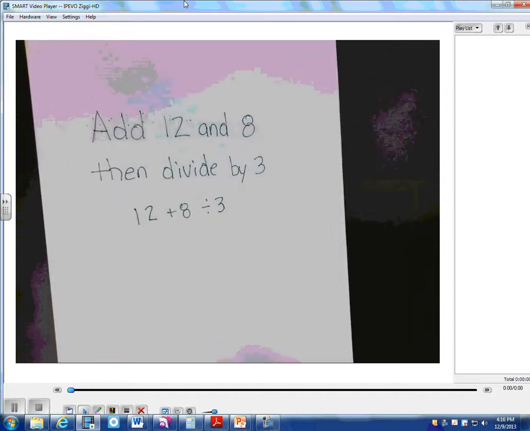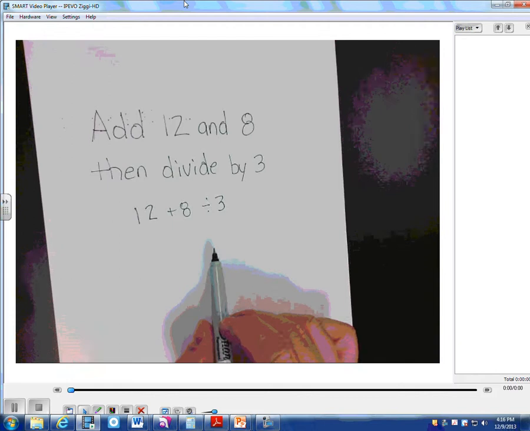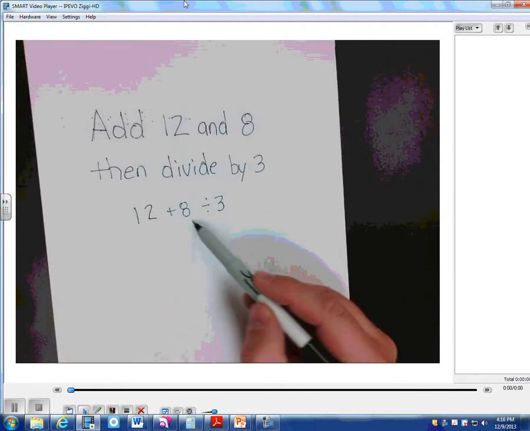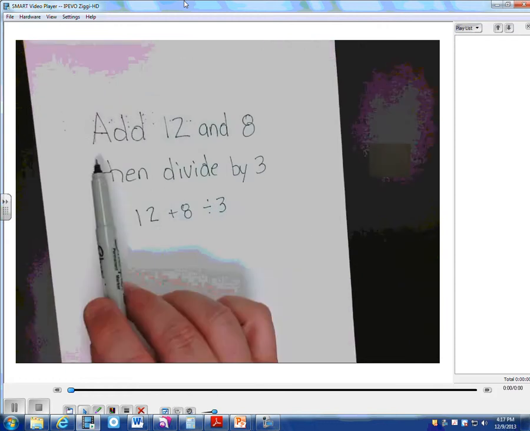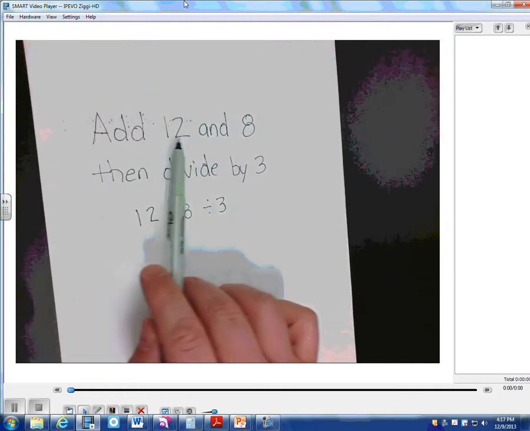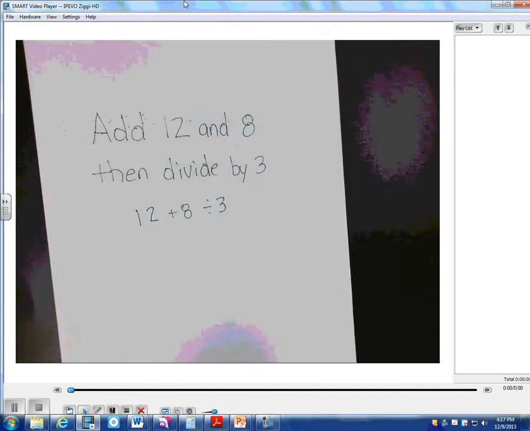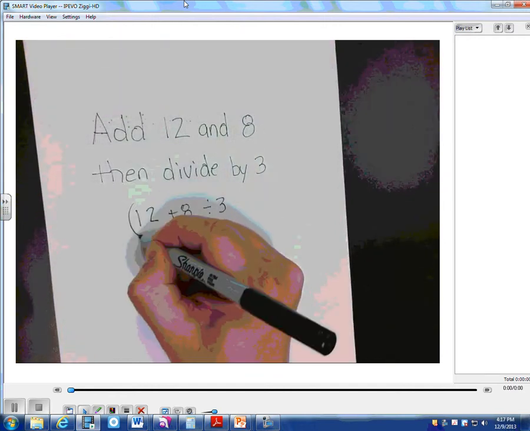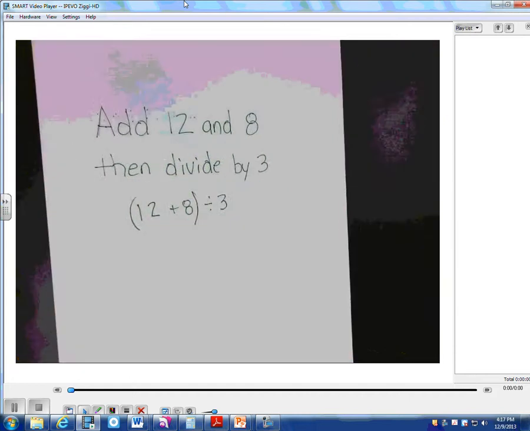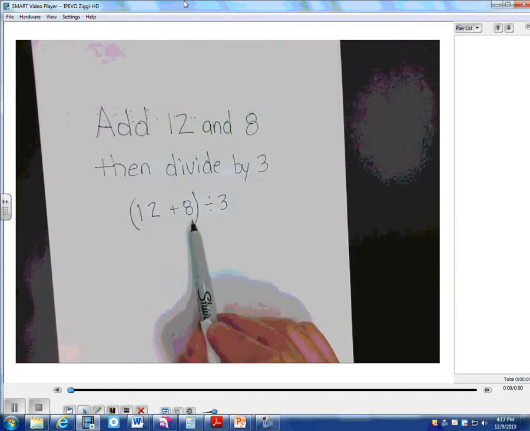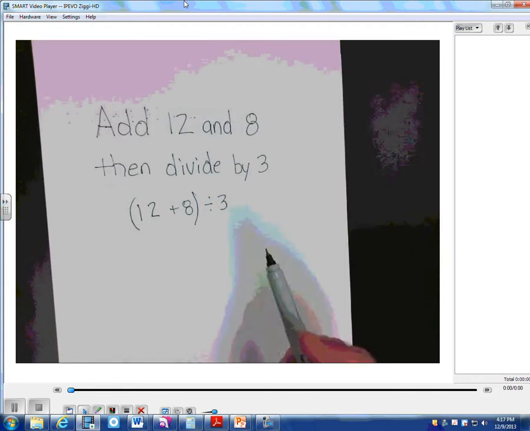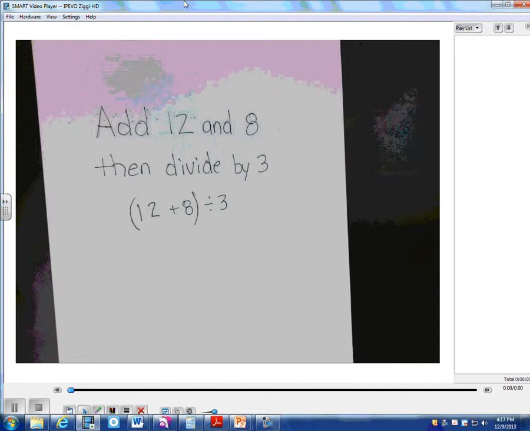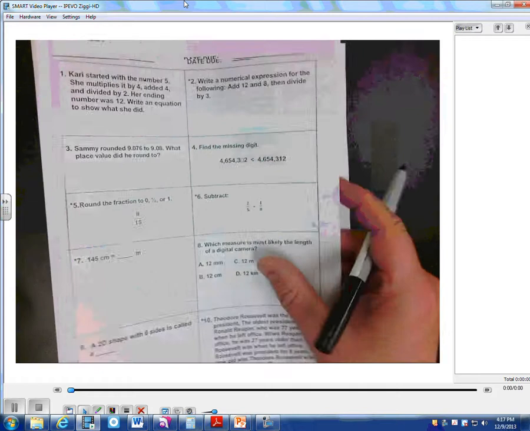Okay, but if I left this problem set up like this, based on order of operations, I would have to divide first, because I have to divide before I add. But that's not what the problem is asking us to do. It's telling us to add 12 and 8. So in order for us to do that first, we need those parentheses. Okay, so I can add 12 and 8, then I can divide that by 3. Okay, that's number 2. Don't forget the parentheses. Number 12 on the back is going to be very similar, so don't make a silly mistake. Remember the parentheses. All right, number 3.